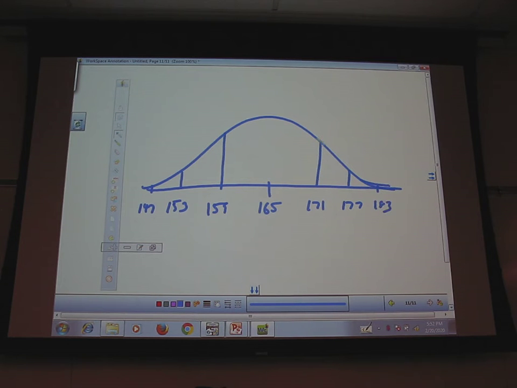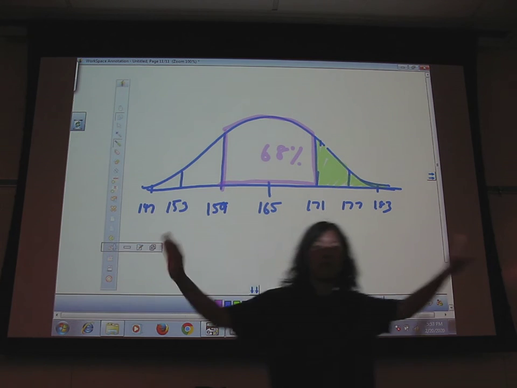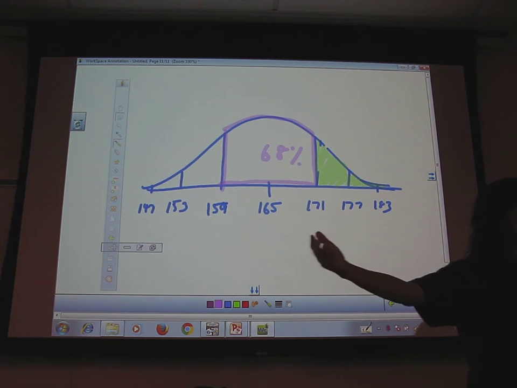Okay, so here's the thing. What if I say within 1 standard deviation? If I say from 159 to 171, you guys know that's 68%, yes? But what if I say, what's the amount more than 171? That's a little bit different. You guys know this part here is 68%. Everybody agree with that part? If the inside is 68%, what percent is on the outside? 32%, because it better add up to 100%.